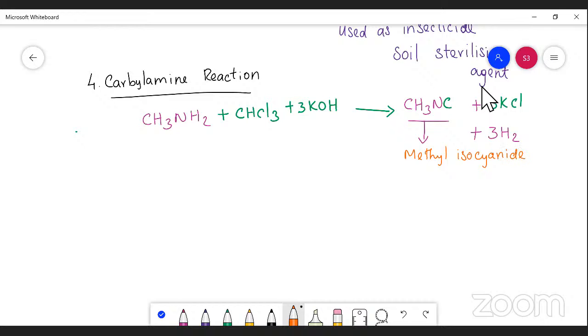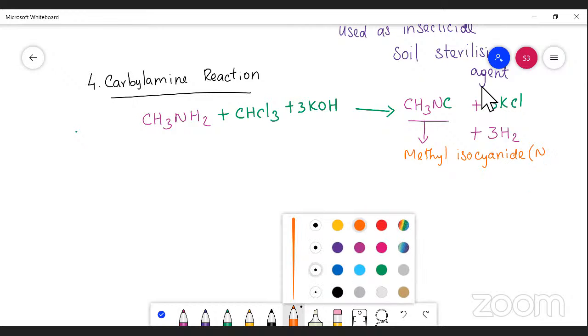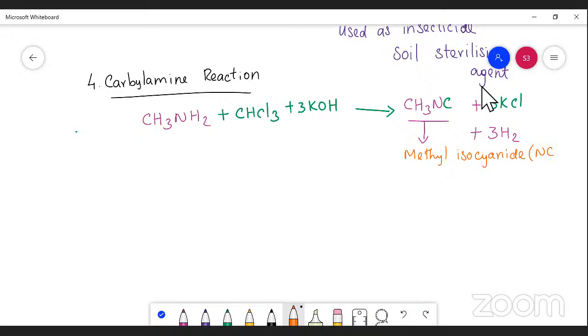NC means isocyanide. If you take CN, then it is cyanide, and NC is isocyanide. So here we are getting only isocyanide, methyl isocyanide, NC.